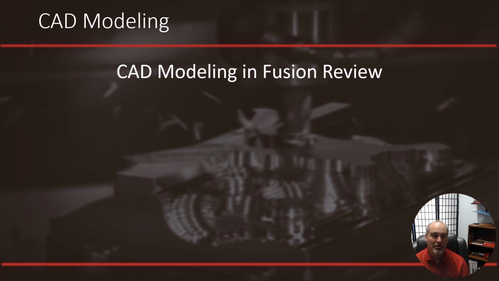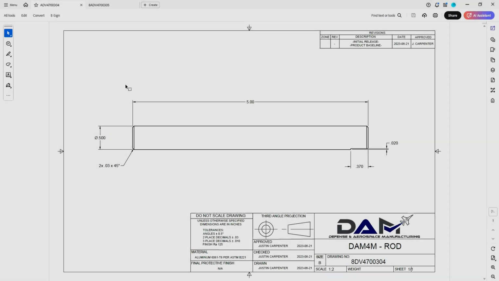Okay, so now we're going to go to Fusion to review some modeling concepts. So we're going to do some review of modeling. Our first part is going to be a revolve part, and it is called the rod.